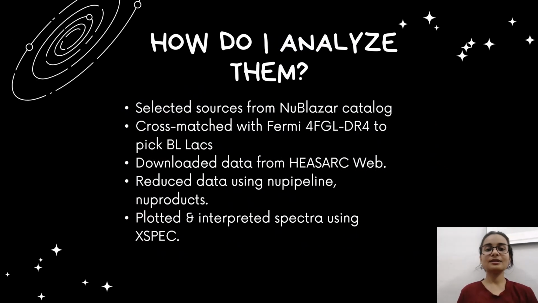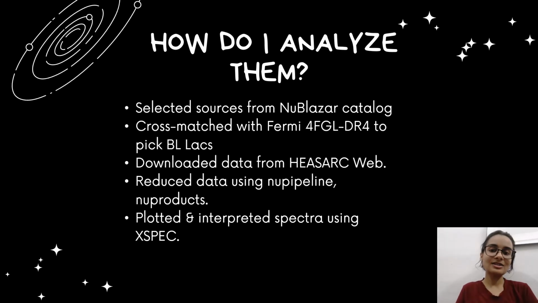So next step is, how do I analyze this data? My project majorly focused on BL Lacs. We downloaded data of different types of blazars like BL Lacs, FSRQs, and we collected the data of narrow line Seyferts as well. But especially I downloaded the data of BL Lacs. First of all, I selected some sources from the NuBlazar catalog. These sources are detected by NuSTAR.